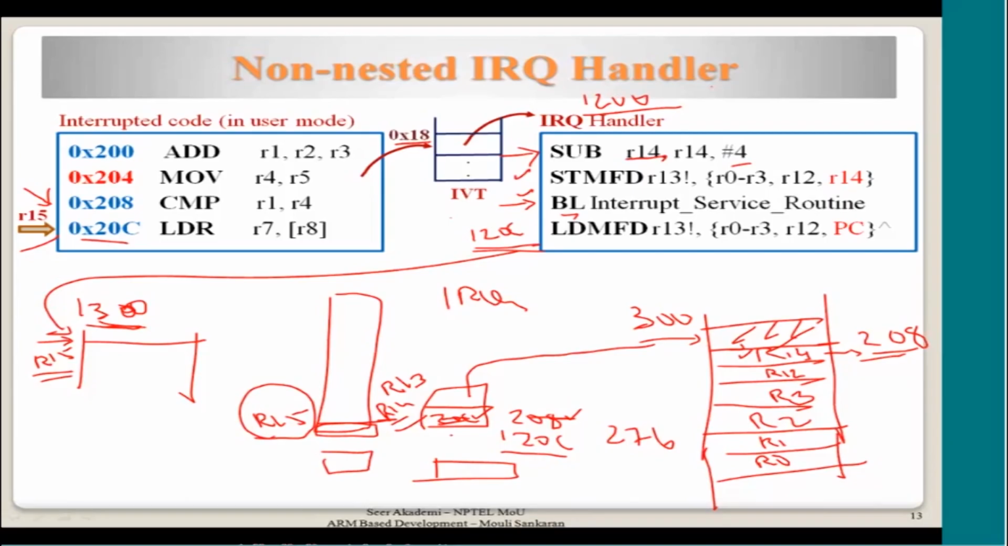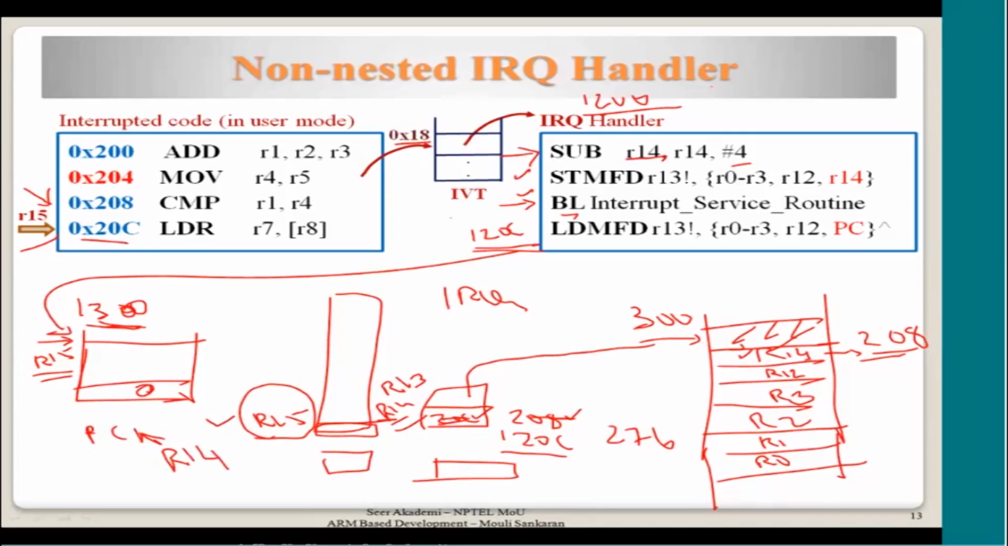There is no R15 in the other banks. There is only one, so R15 keeps on changing. But you don't have to worry now, because if you want to come back from here, you just execute an instruction which copies the value in R14 into PC. That is enough.